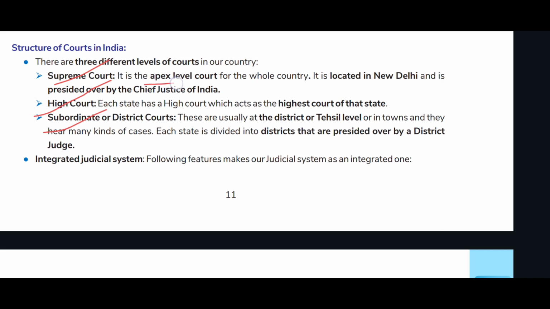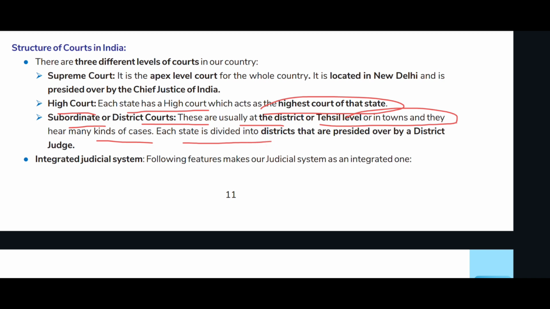Supreme Court. It is the apex level court for the whole country. It is located in New Delhi and is presided over by the Chief Justice of India. High Court. Each state has a High Court which acts as the highest court of that state. Subordinate or District Court. These are usually at the district or tehsil level or in towns. They have many kinds of cases. Each state is divided into districts that are presided over by the district judge.